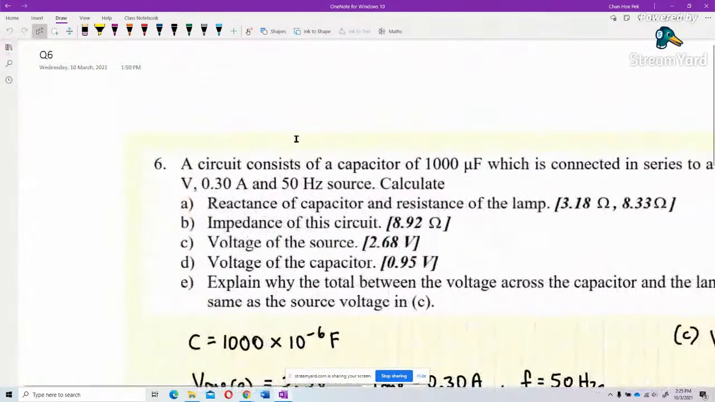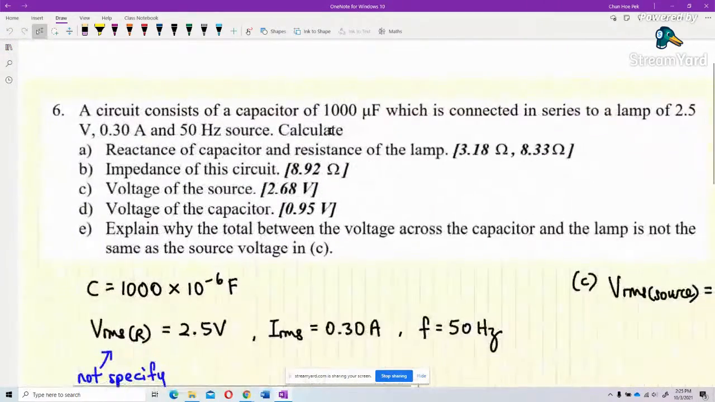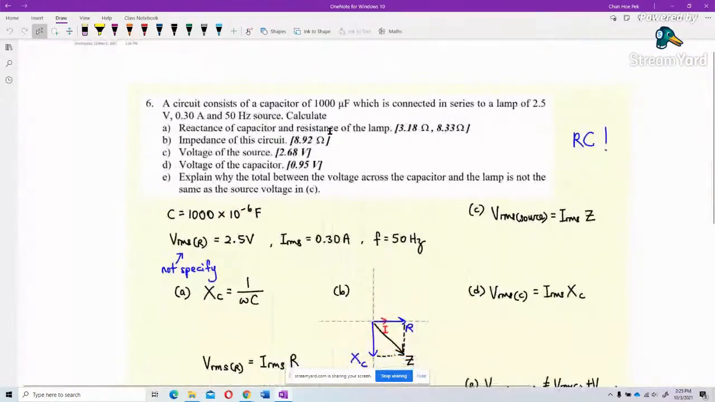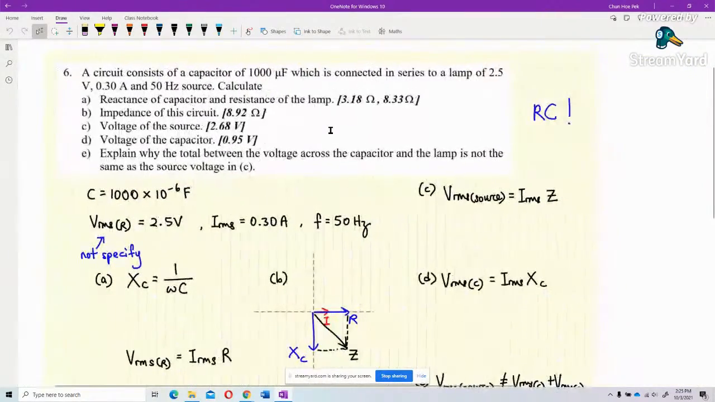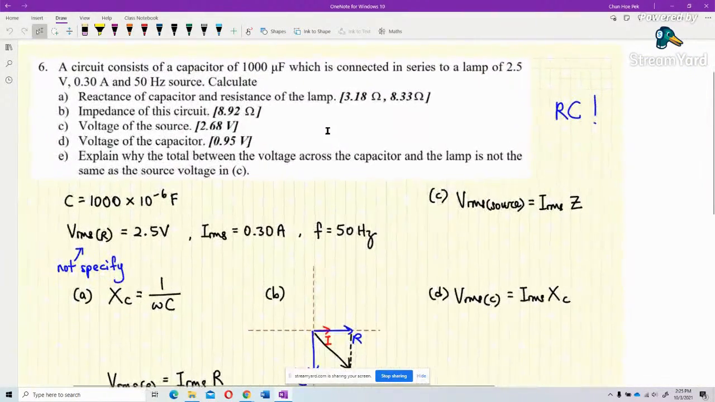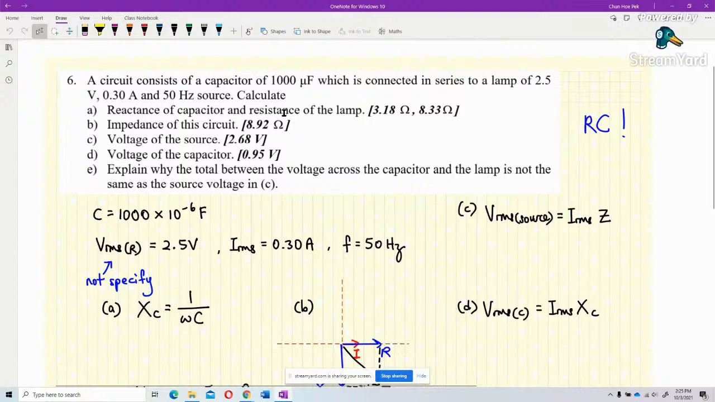Okay, so now question 6. This is the question. Now a circuit consists of a capacitor. So what is the first step? Look at me. What is the first step? The first step is to identify what component it is.